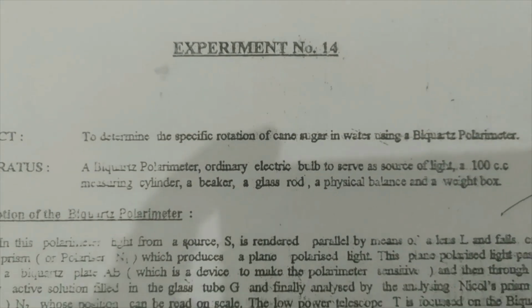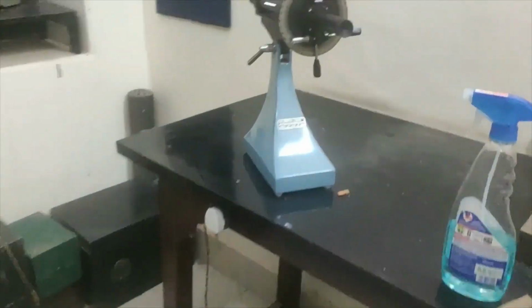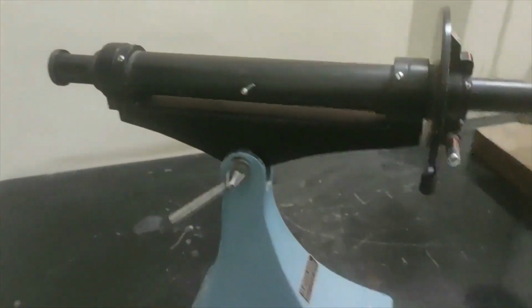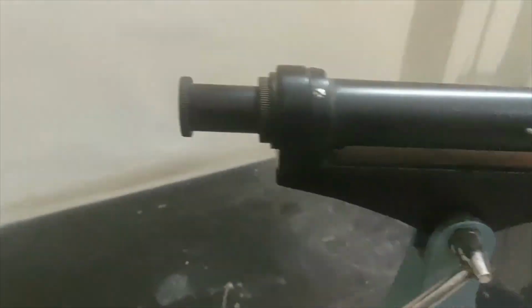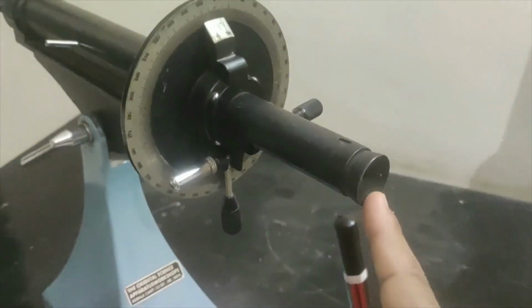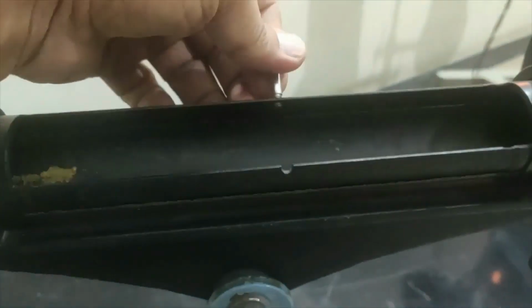Okay, so what I can see is, this is my light source, which we are going to use as a sodium lamp, and then what I have is my biquartz polarimeter. You can see that this will be towards the source, and this is our eyepiece, and this is the slot in which we are going to place our tube.